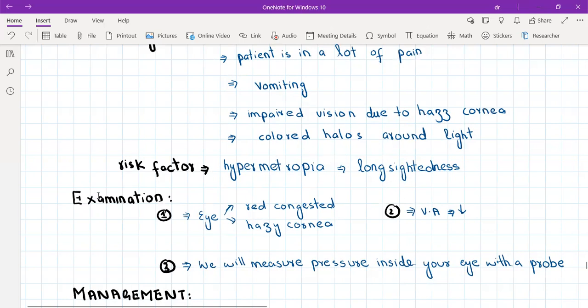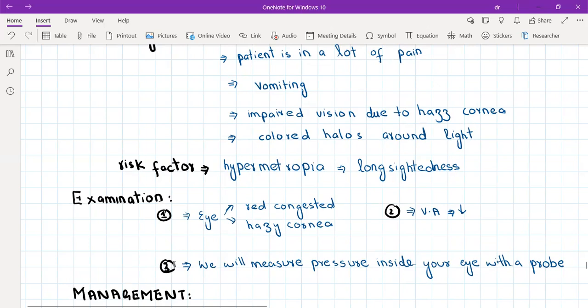Okay. So, what will you do in examination? You will do the vitals and you will examine the eye. So on naked eye examination, the eye will be congested. It will be red. Cornea will be hazy. When you do the visual acuity, it will be reduced. And you will also tell the patient that you will measure pressure inside your eye with a probe. The pressure is going to be really high, like 50 to 80 millimeter of mercury.